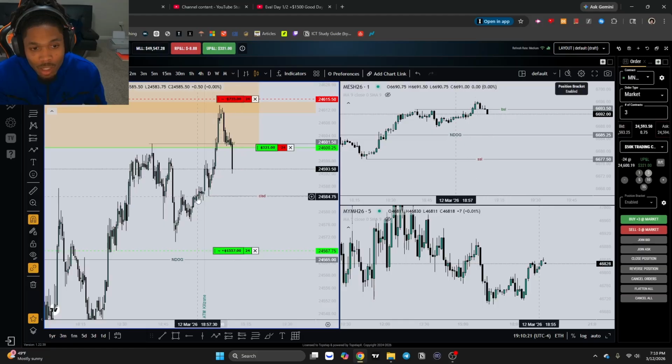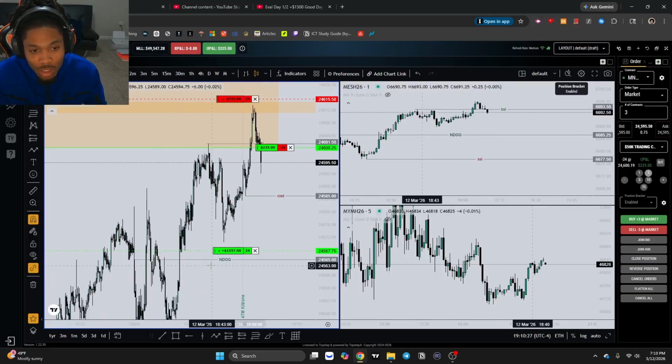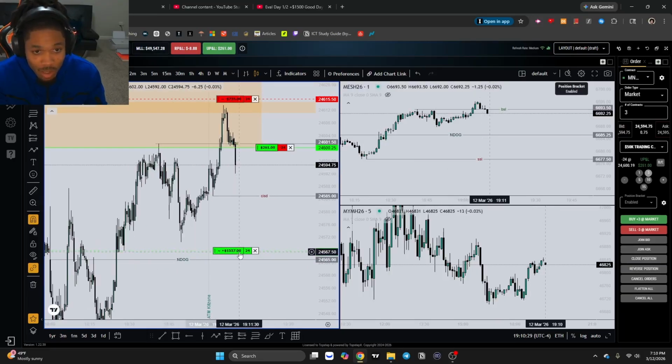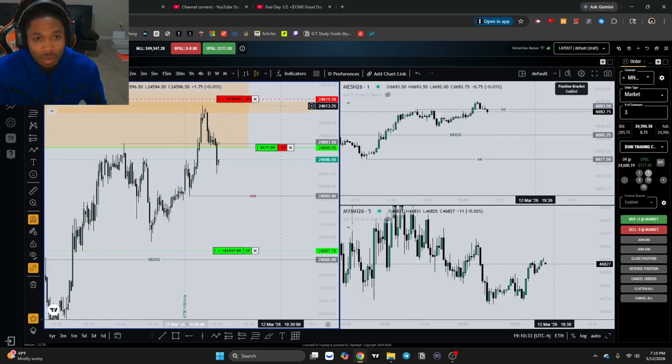Changing state of delivery right here. We got relative equal lows, and then new day opening gap. Our take profit is a little bit closer because we just happened to leverage that much and it came to that price. And if we're wrong, we just take a minus $700 smack to the face.